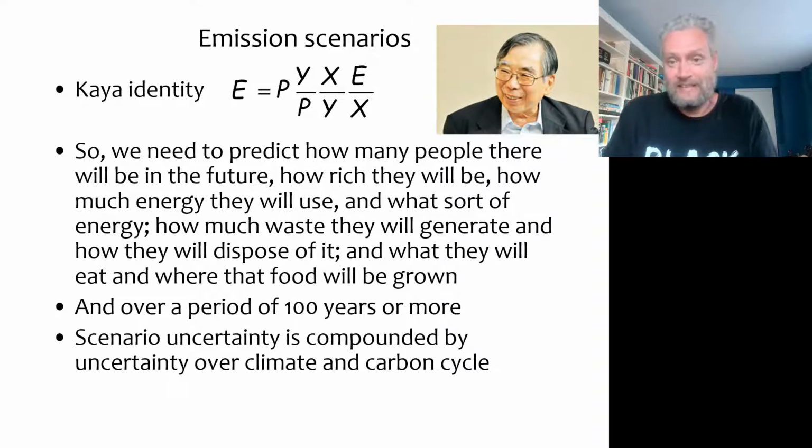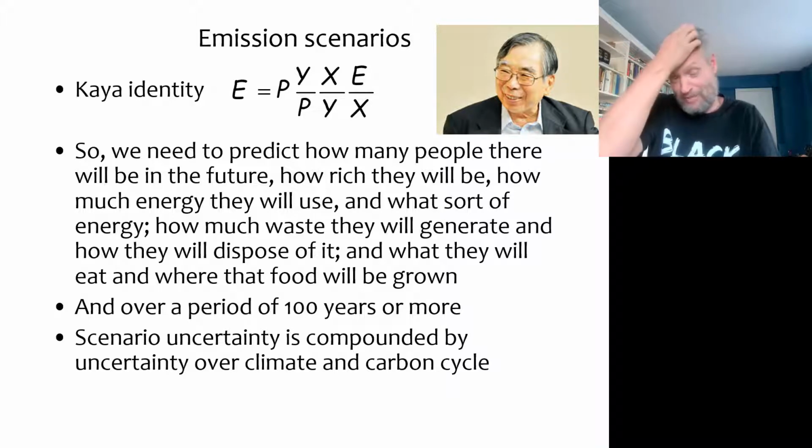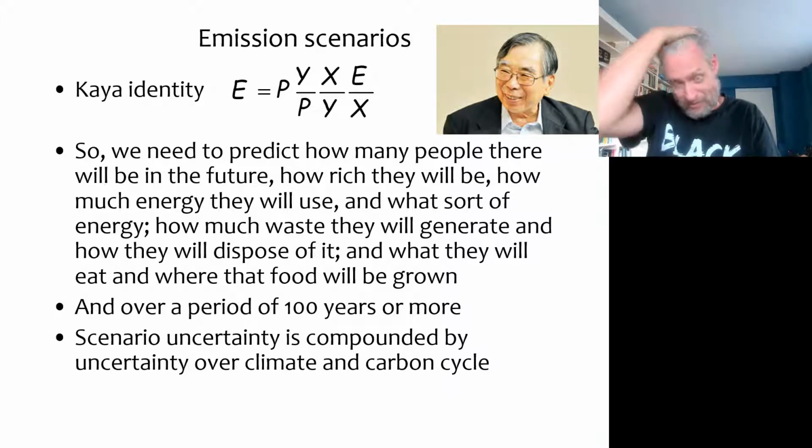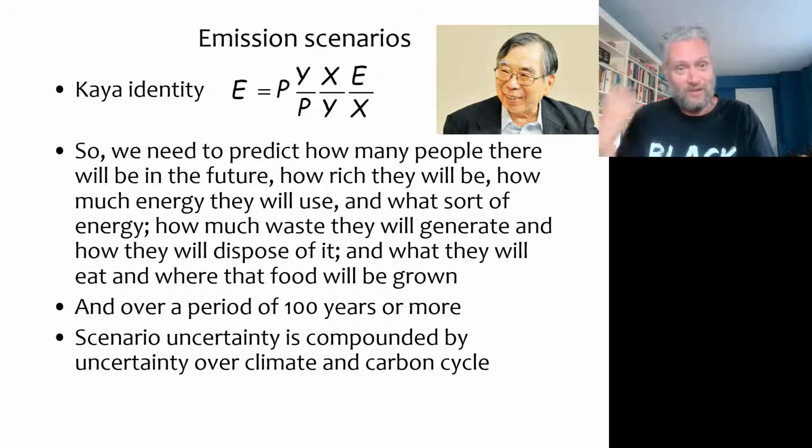And the Kaya identity actually helps to do that and tells you something about how difficult this will be, right? Because if you want to know how much CO2 will be emitted in the year 2090, then you need to know how many people there will be, how rich these people will be, how much energy they will use, and what sort of energy they will use. And as soon as you know that, you know what emissions will be.